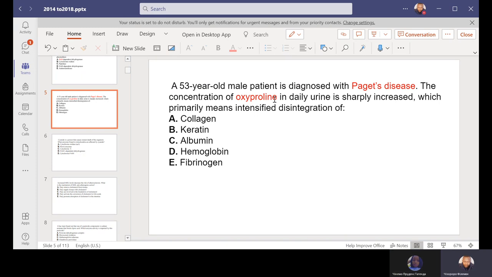It's straightforward. If you watched the previous video, Biochemistry Part 1, you will remember, because I gave everything you need to know, the whole pathway for collagen synthesis. So in this case, there is a degradation of collagen. Because of that, in the urine you find increased contents of oxyproline.